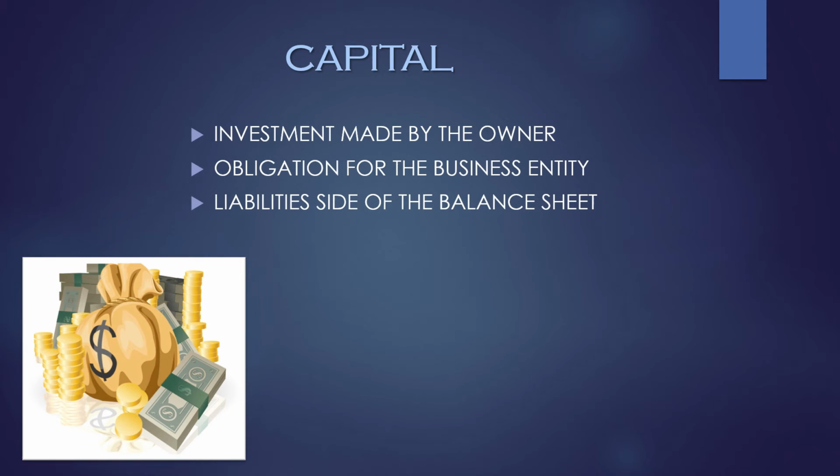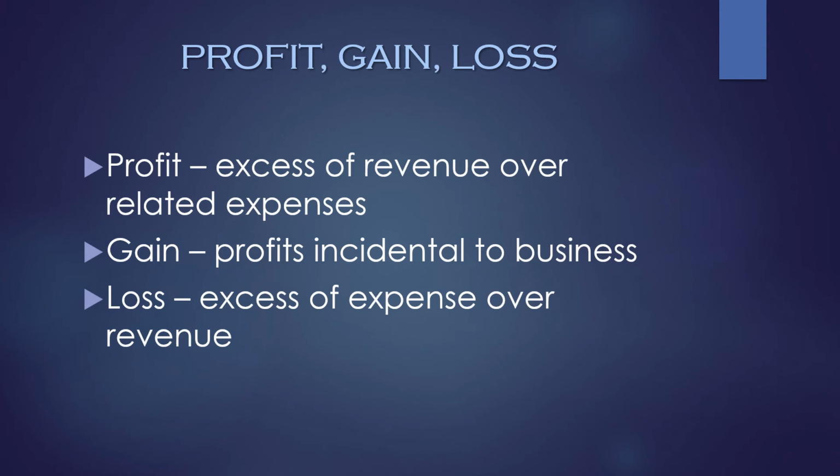So it is shown in the liabilities side of the balance sheet. Next is profit, gain, loss. Profit and gain are often confused with each other. Let's see what profit is. Profit is the excess of revenue over related expenses.